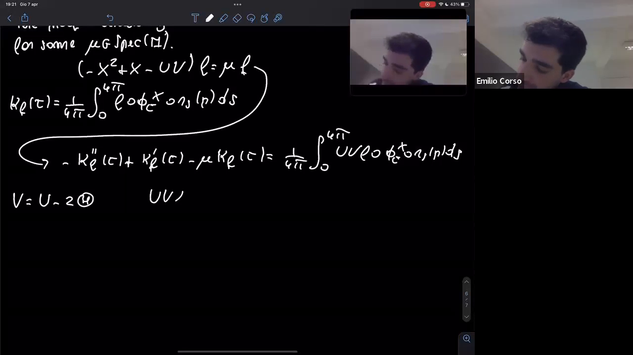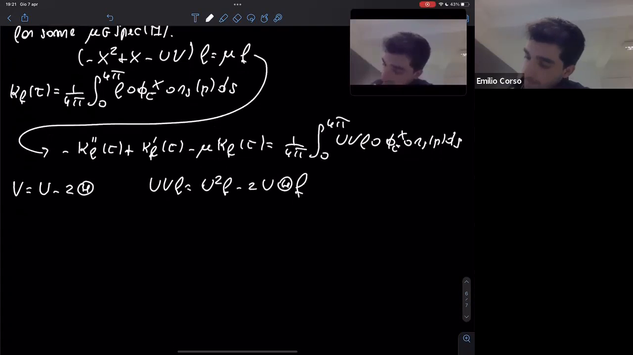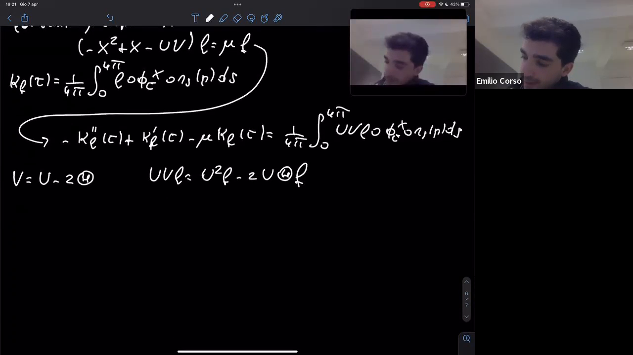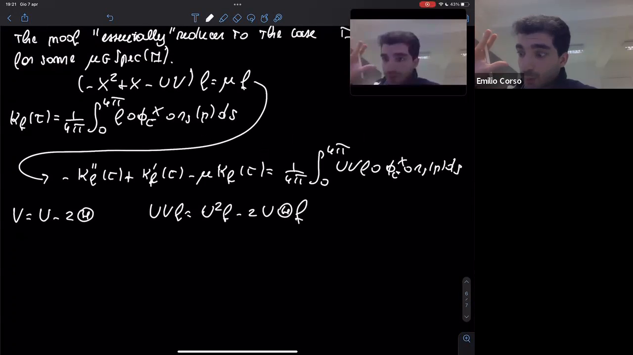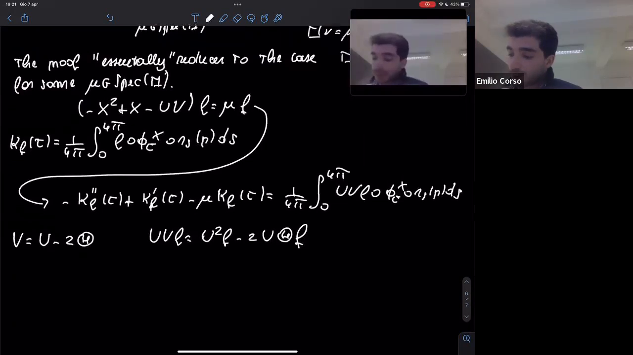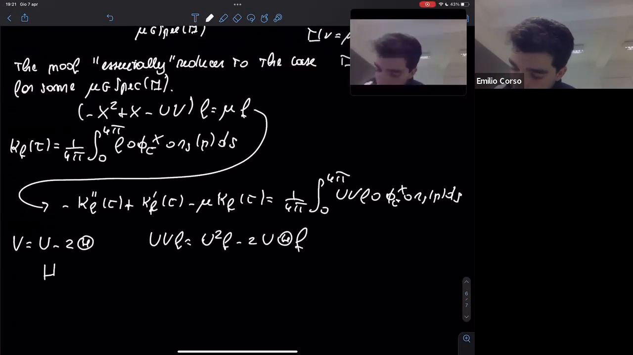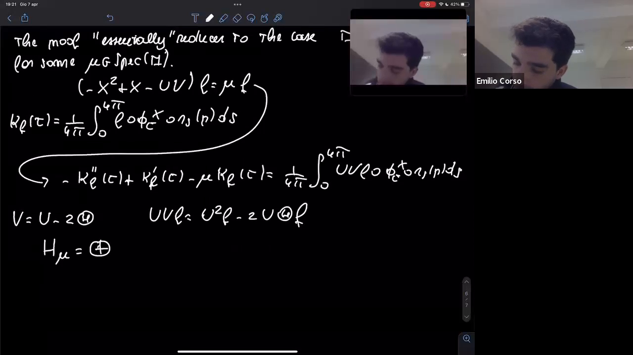So UVF is just u squared f minus 2 u theta f. Now, what's the advantage of introducing theta? Well, theta is the generator of the rotation flow, the action of SO2R, which is a compact abelian group. So by standard harmonic analysis of compact abelian groups, each eigenspace H mu can be decomposed in turn into a direct sum of eigenspaces for theta.